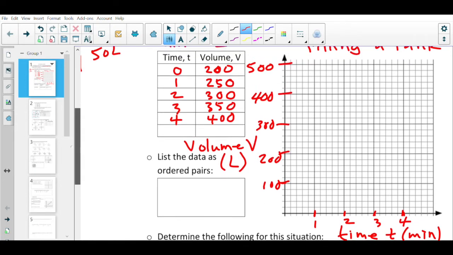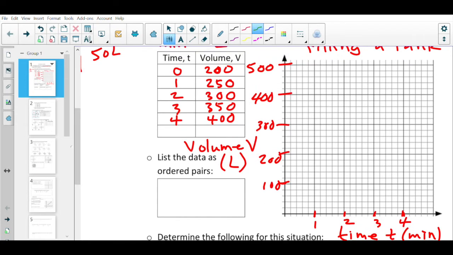Okay. At time 0, we are at 200 liters. So that's your starting volume. Time 1 minute, we are at 250 liters. Time 2, we're at 300 liters. Time 3, we're at 350. Time 4, we're at 400 liters. List the data as ordered pairs. 0, 200, 1, 250, 2, 300, 3, 350, and 4, 400.